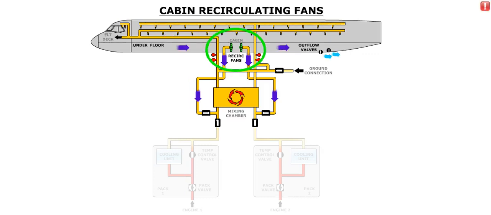The two recirculation fans draw air from the cabin and mix it with the pack air in the mixing chamber. This arrangement reduces the load on the packs. The recirculation fans are located in the underfloor area, just ahead of the wheel wells. By drawing air through the floor vents, the fans circulate air through the cabin, while keeping the floor temperature comfortable. What is not circulated by the fans is discharged overboard through the outflow valves.